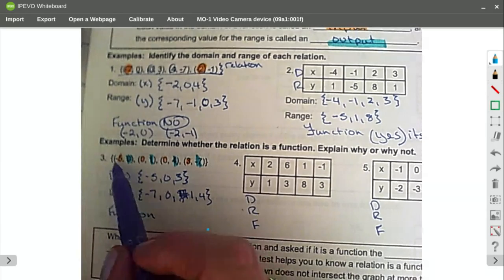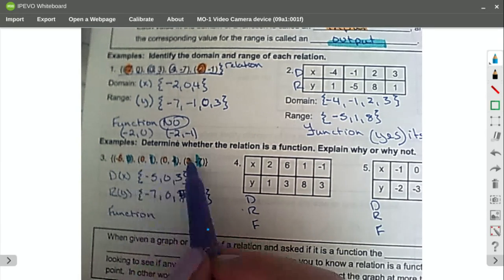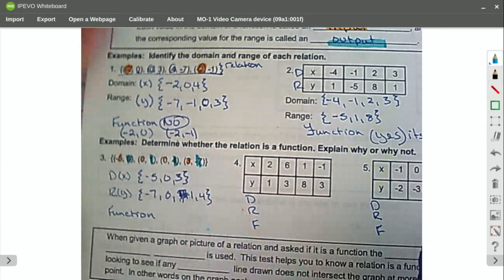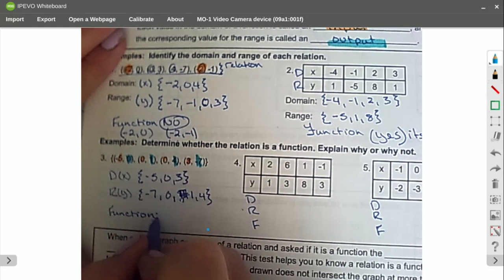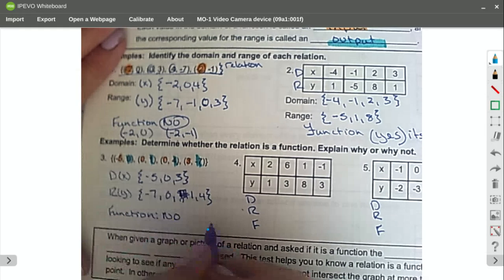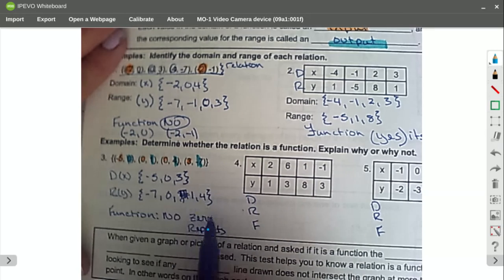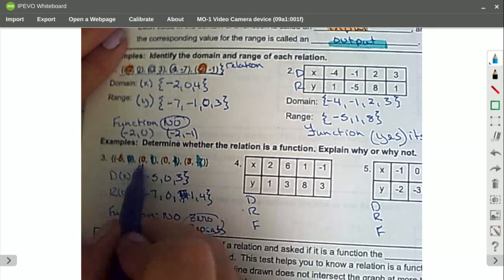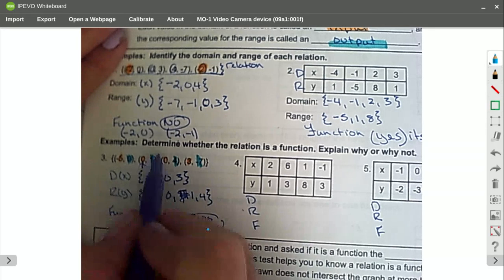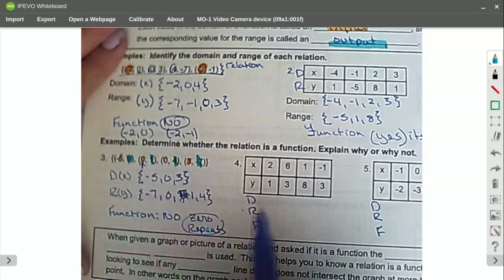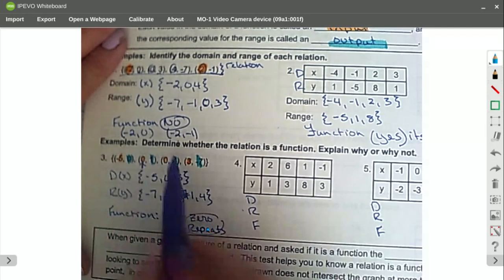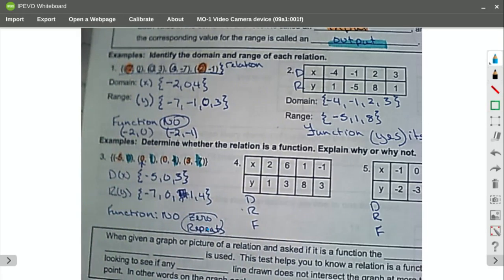All right, look at your x's. -5, 0, 0, 3. Is it a function? No. Not a function. The 0 repeats. Okay? Since this 0 showed up twice, that means I have 0, 1 and 0, 4. One x had 2 different y's, and you can only have one.